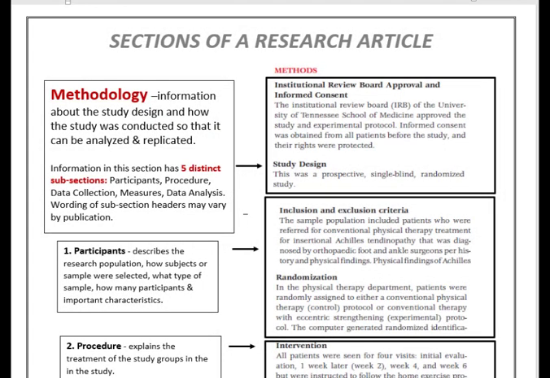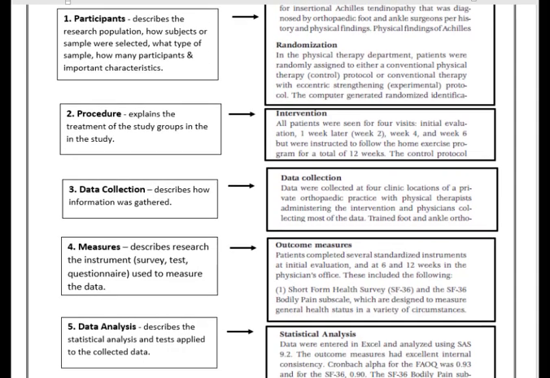The methods section of the article describes how the study was carried out. This is useful for both analyzing and possibly replicating the study. You'll find there are 5 distinct subsections within the methods section of a primary research article. The headings in various publications may vary, but it should include information on the participants, the procedure, data collection, the measures used, and the data analysis. Let's take a closer look.